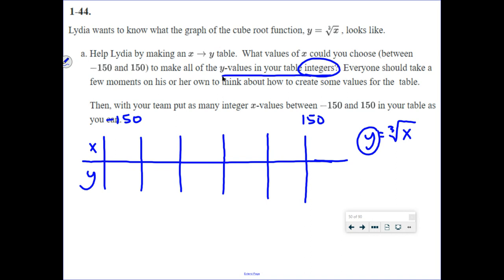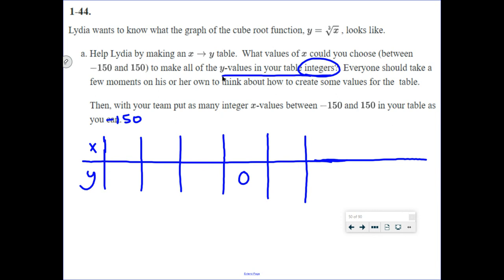Well, here was my thought. If I just started putting values in here, like negative 150, I would then have to go to my calculator and find what the cube root of negative 150 was and find out, oh, that's not a whole number. So how about negative 149 and negative 148? And so on and so forth. It would take me forever. So what if I didn't start with x values? What if I started with my y values instead? So for example, what if I started by putting 0 down here? How would that work?